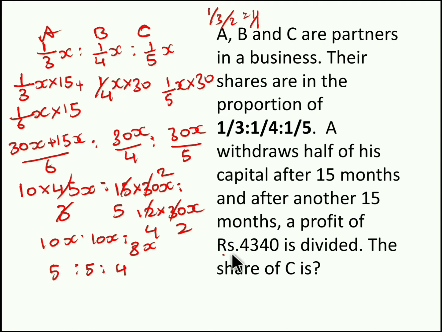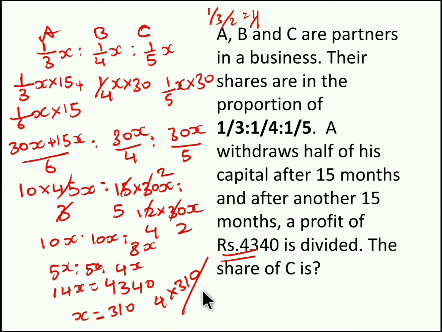Now based on this we have to divide this profit 4340. Now how much does C have to get? So C invested 4 parts, A and B invested 5 parts each. So totally they invested how many parts? It's 14 parts, right? So for 14 parts we have to give 4340 rupees. For one part we have to give 310 rupees. If for one part we give 310 rupees, C invested 4 parts, so 4 into 310 is nothing but 1240. So C has to get 1240 rupees out of this 4340 rupees.